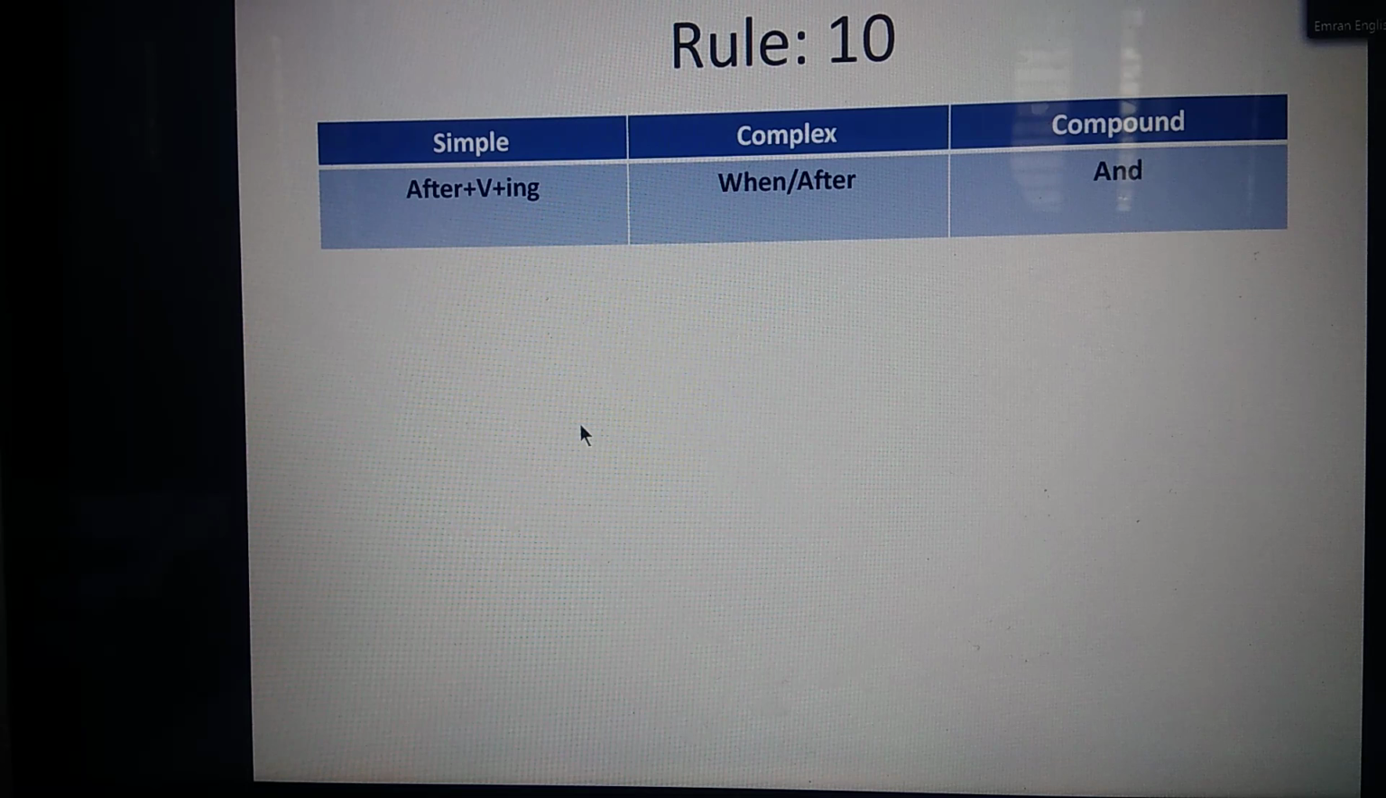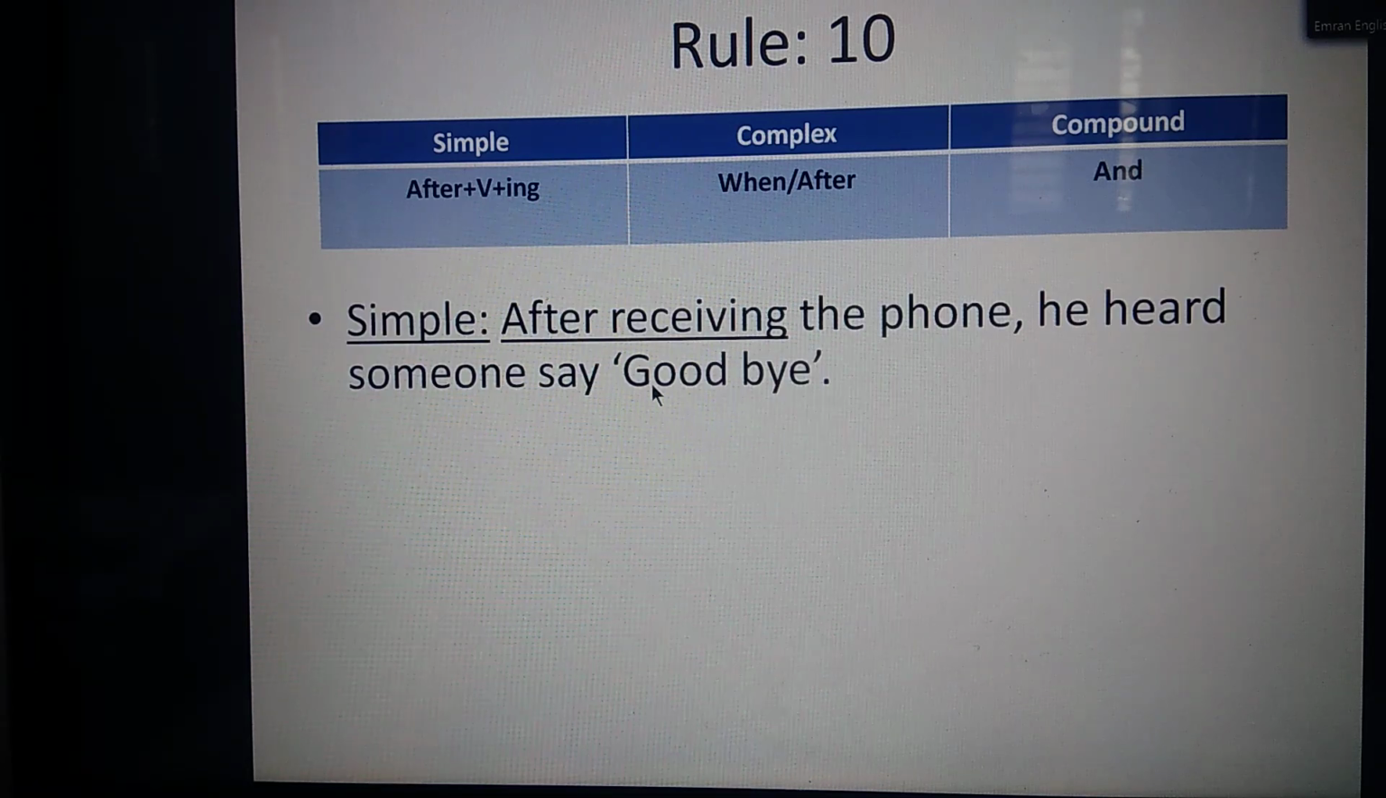So this is rule 10. Here we know that the word after can be used both as a conjunction and as a preposition. In this rule, the word after in the simple form has been used as a preposition. So this is after plus verb ing. We know that after any preposition we normally use a verb ing form. So this after is a preposition and this is a prepositional phrase. To make this phrase a clause, we can use the subordinating conjunction when or after.